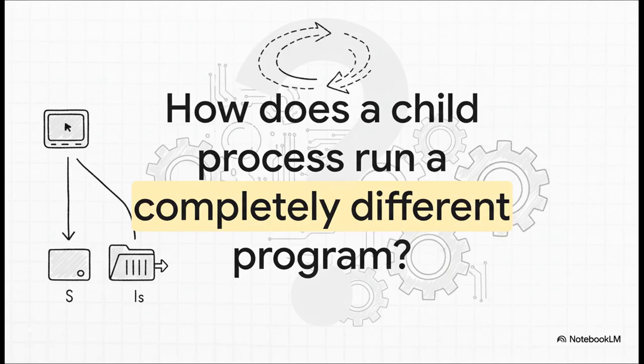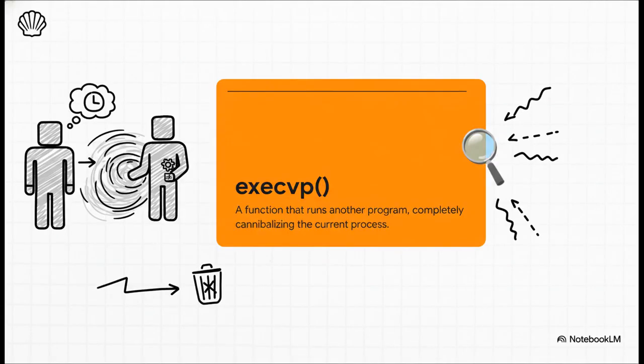It can't just stay a clone forever. The answer is a family of functions called exec, and we're looking at execvp. I absolutely love the word the source material uses for this. It cannibalizes the current process. When the child process calls execvp, its entire memory, its code, its whole identity, it's all completely wiped out and replaced by the new program we want to run. And if it works, the old code is gone forever.